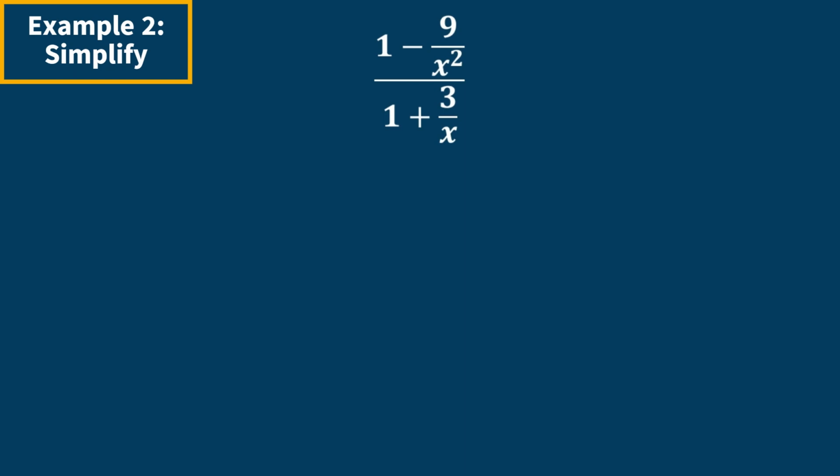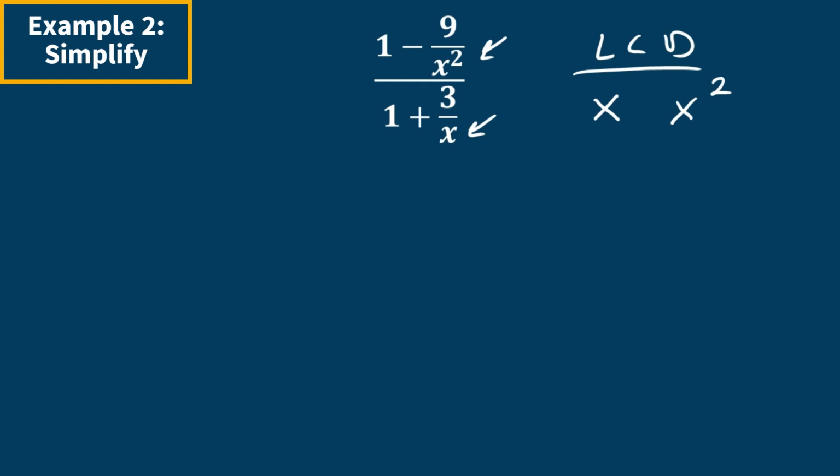Example number 2, we want to simplify this complex fraction here. Now, it's the same concept as before. We want to find the LCD. So we look at our denominators. What we have is an x squared, and we have an x. So I'm going to list x and x squared.